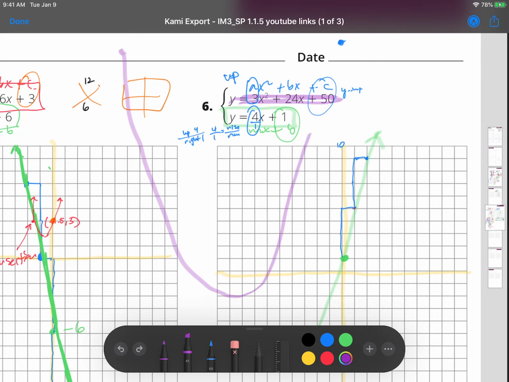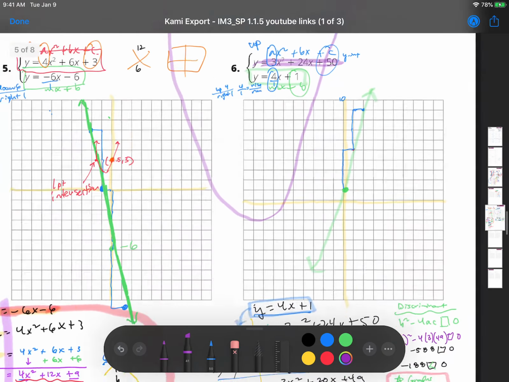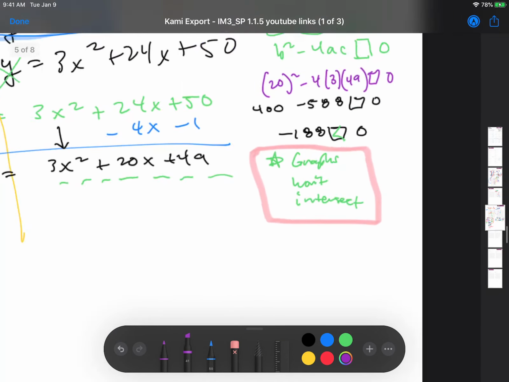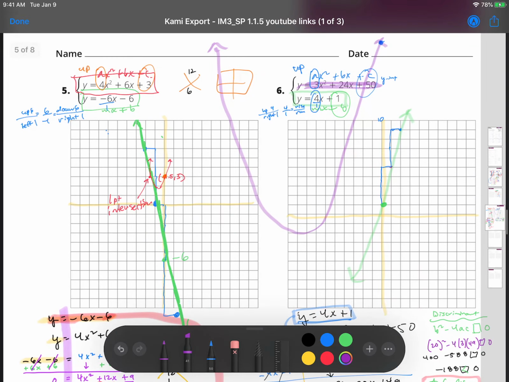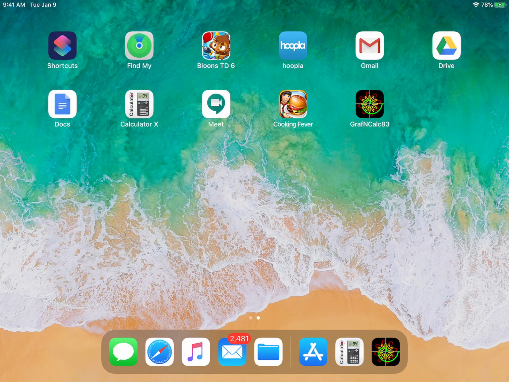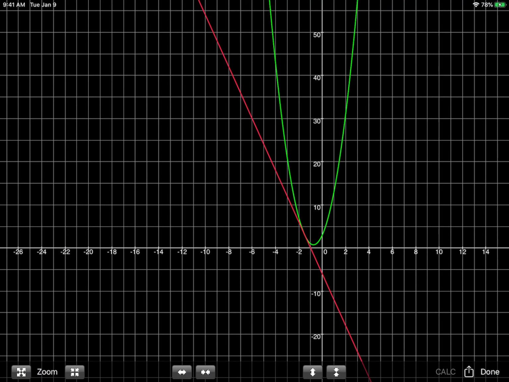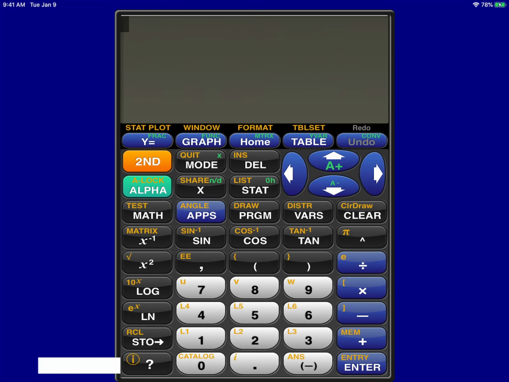Does the graph ever intersect here? Do the purple and the green over here intersect? No. And that's what we said way down here with the discriminant. So let's prove that and use our graphing calculator. Let me show you guys the graphing calculator I'm using. I'm using the one here on the right called Graph, G-R-A-F, in Calc 83. I just checked today, it is free. It looks like a regular graphing calculator.